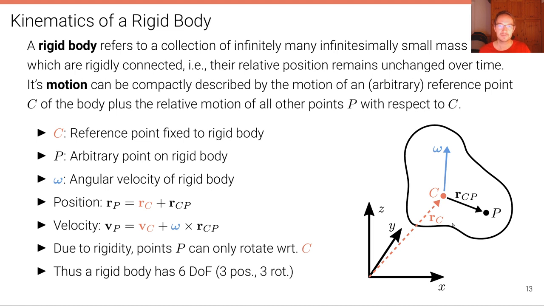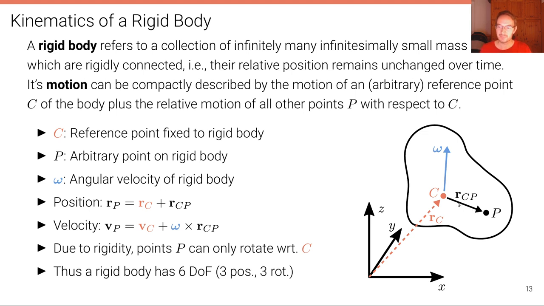The angular velocity of that rigid body is indicated here by a vector. The angular velocity vector describes how that rigid body rotates, and it is described in a way such that the length of that vector omega specifies the magnitude of the orientation, the angles, how much this rigid body rotates, and the direction of that vector omega is the axis of rotation. So the rigid body rotates around that axis omega, and the magnitude of that rotation is the length of that vector omega.